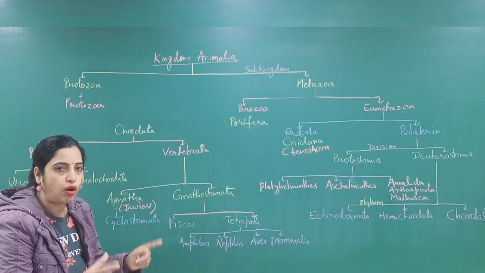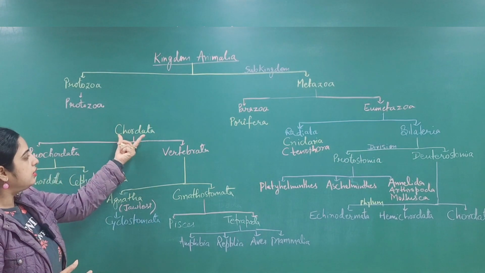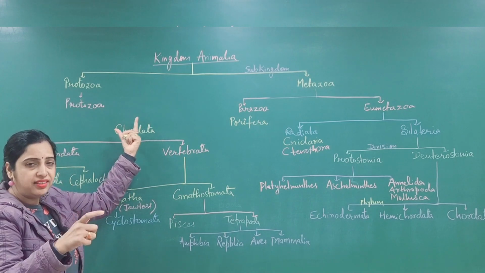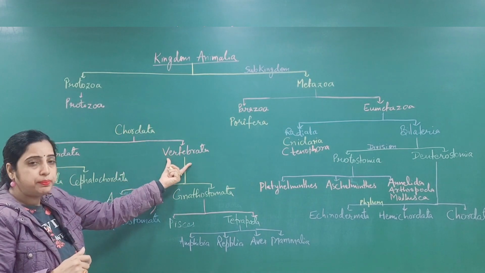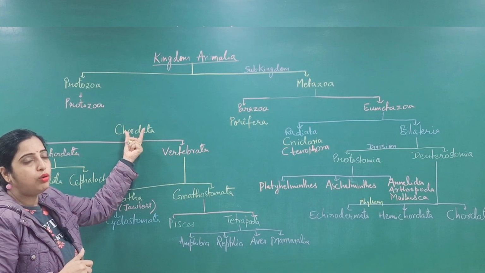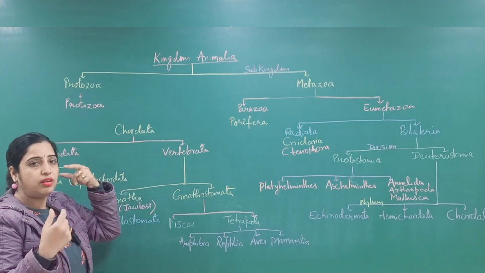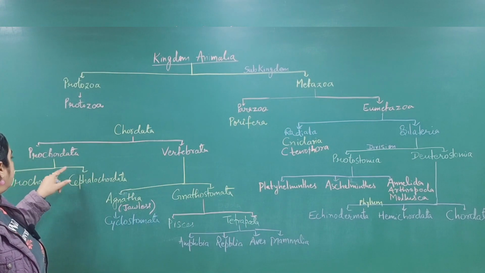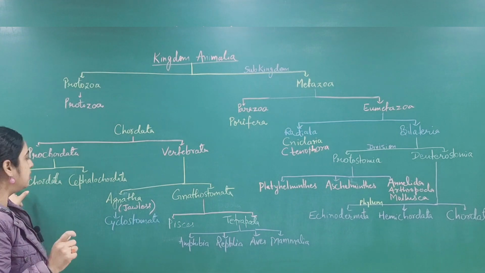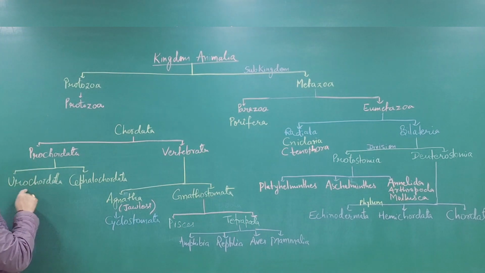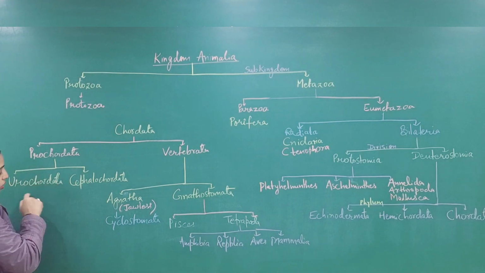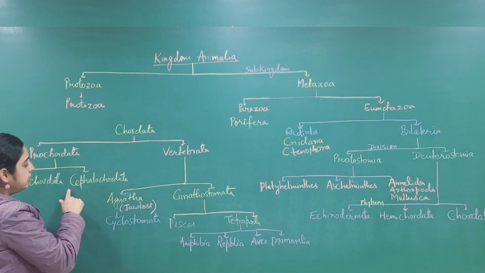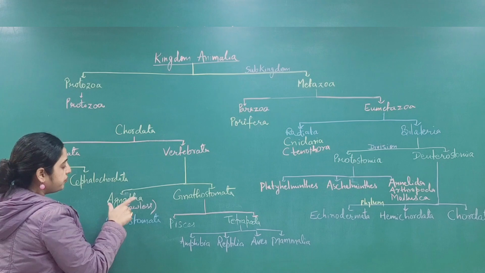Then we have chordata. Here all vertebrates are chordates. Mind this statement: all vertebrates are chordates, but all chordates are not vertebrates. In vertebrates the notochord is replaced by the vertebral column. In protochordata, where the tail region is well developed, we call it urochordate. When it is present in the head region, we call it cephalochordata.